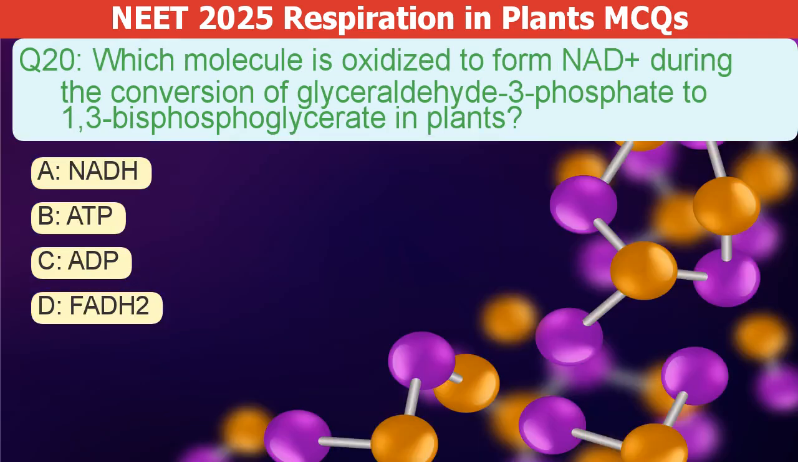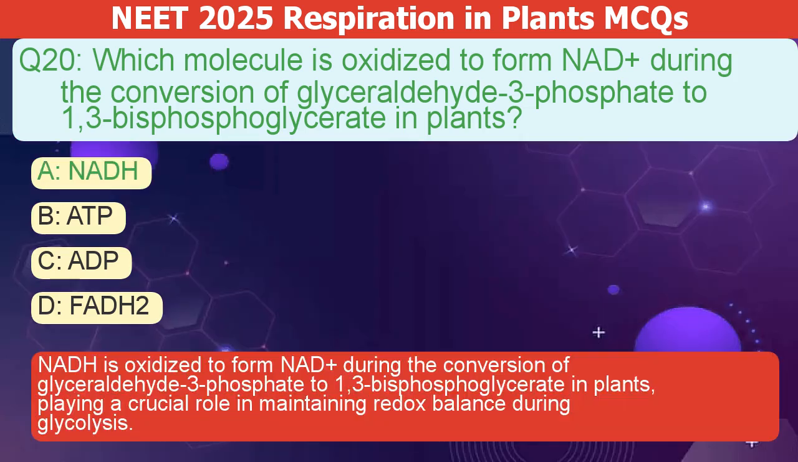Which molecule is oxidized to form NAD+ during the conversion of glyceraldehyde 3-phosphate to 1,3-bisphosphoglycerate in plants? A. NADH. B. ATP. C. ADP. D. FADH2. The correct answer is A. NADH is oxidized to form NAD+ during the conversion of glyceraldehyde 3-phosphate to 1,3-bisphosphoglycerate in plants. This plays a crucial role in maintaining redox balance during glycolysis.